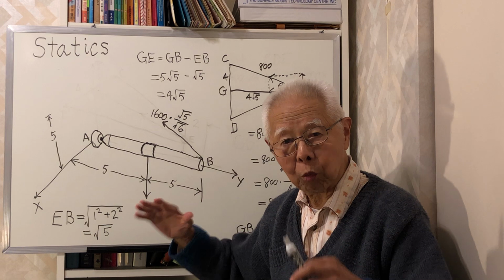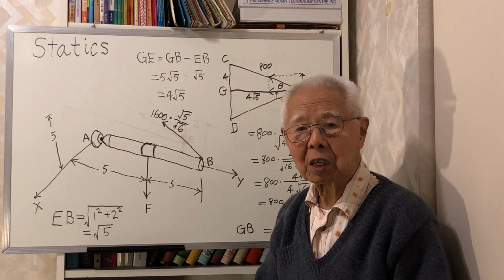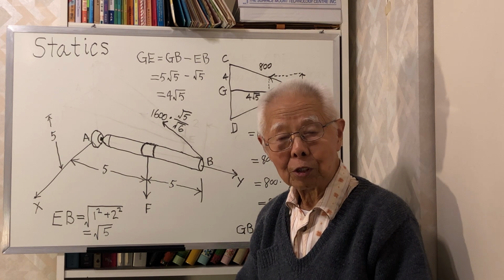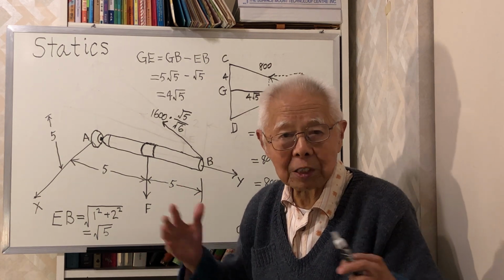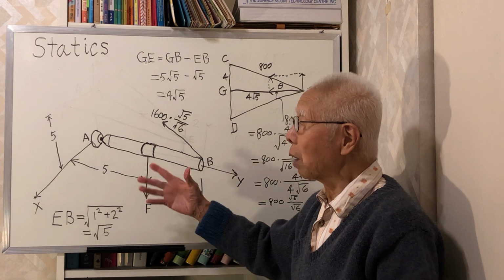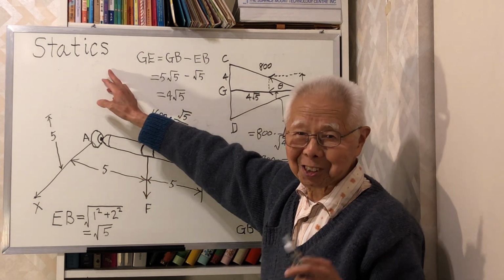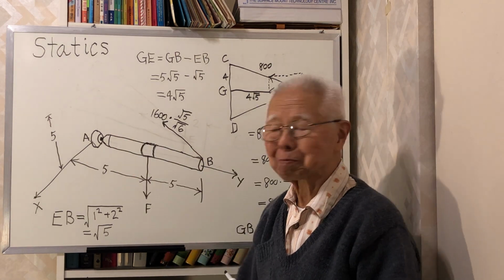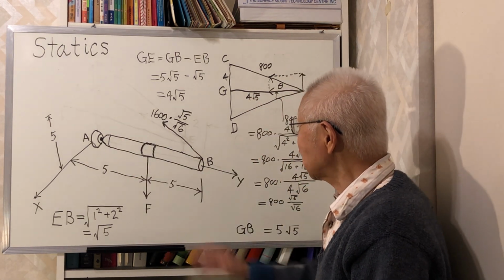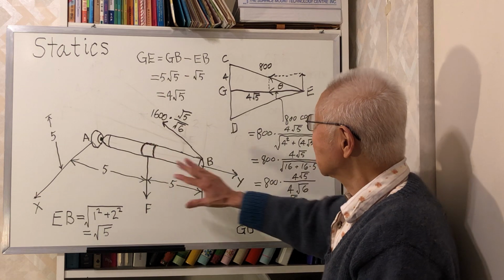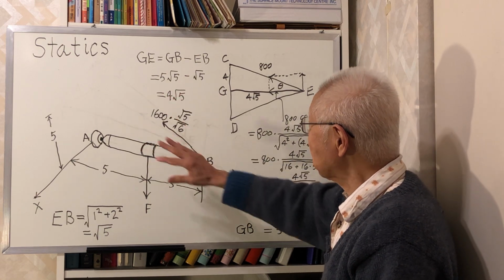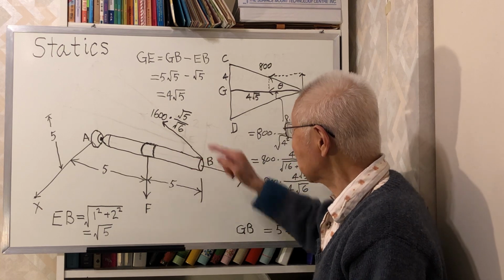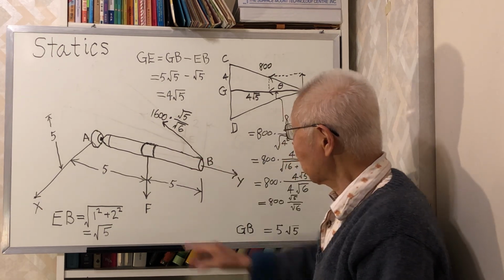And the rod is in equilibrium. The rod is not moving. So this is a problem of statics. It's not dynamics, it's statics. Now we reduced the problem into a simpler diagram like this. How do I find F?